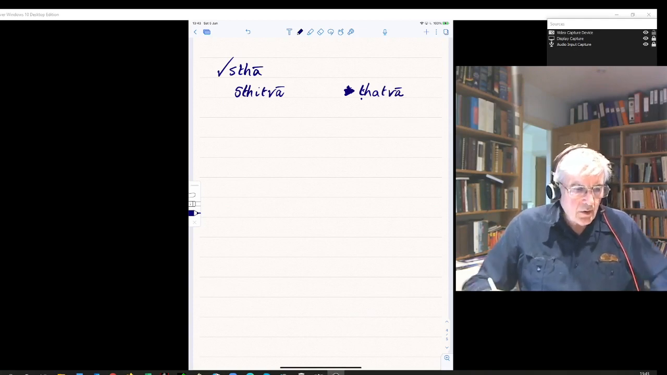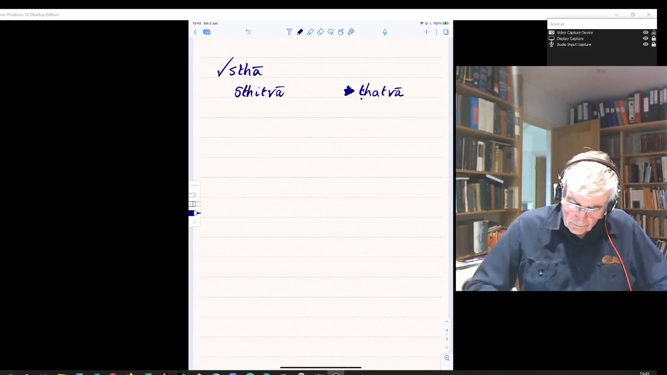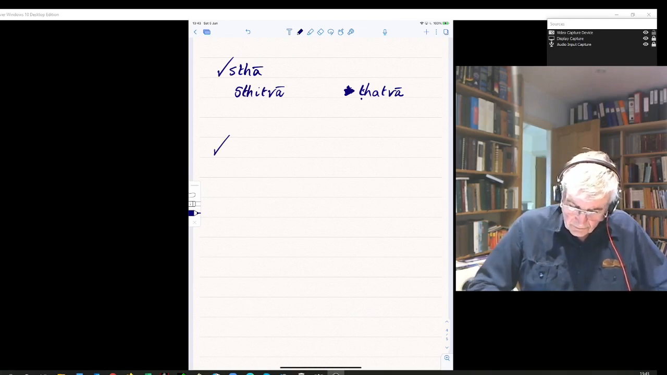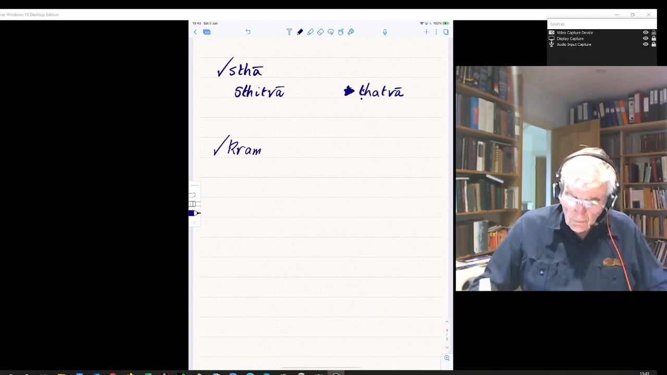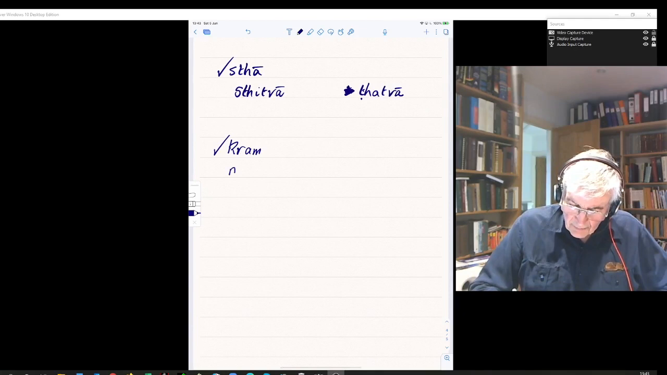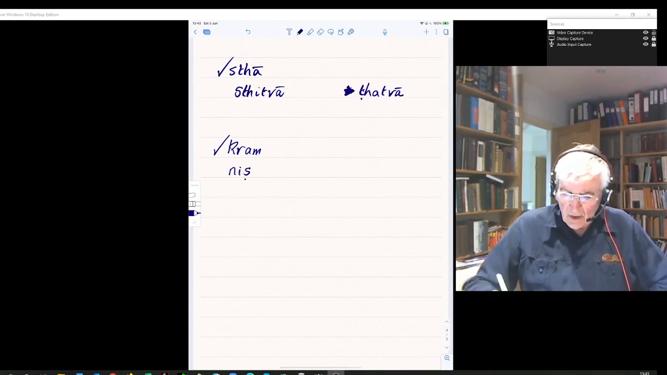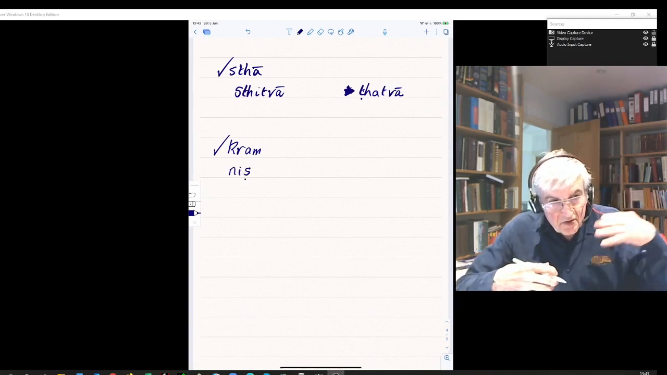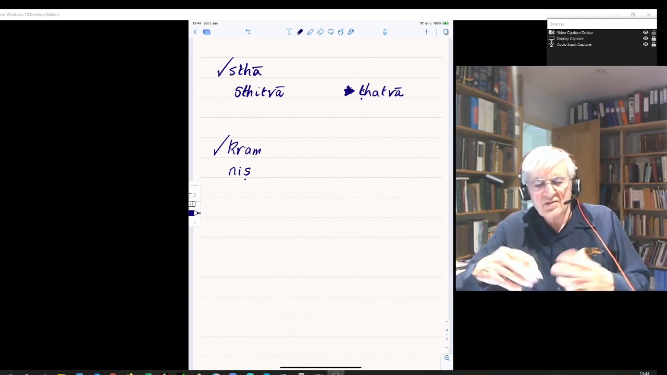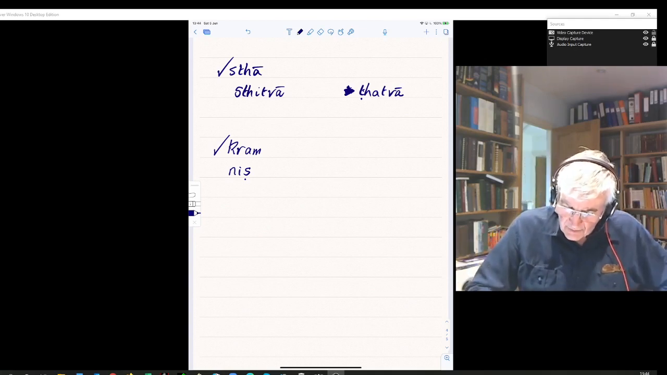Now look at the next one, nikkamati. Looking at the second line now on page 33. So this is our root kram, meaning to step. With the prefix nish, it means to step, literally to step out, to step away. It also means just to leave or depart from something. So nishkram.